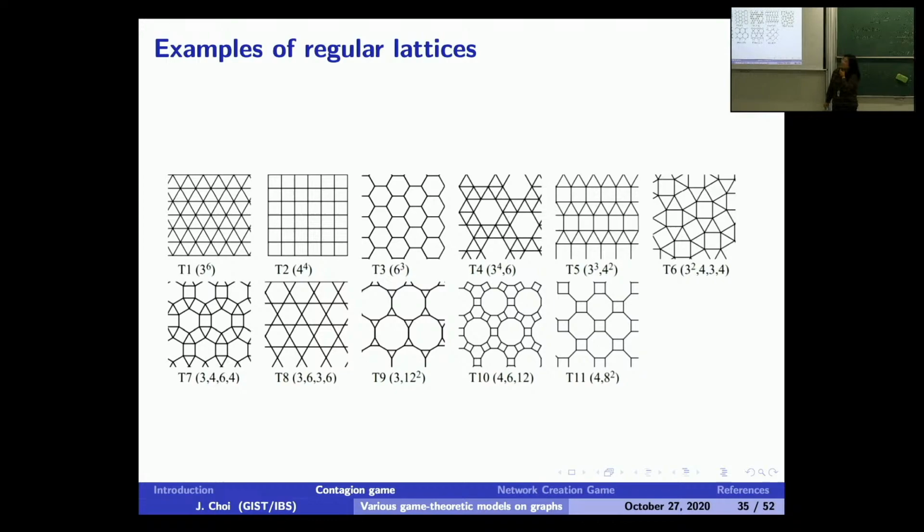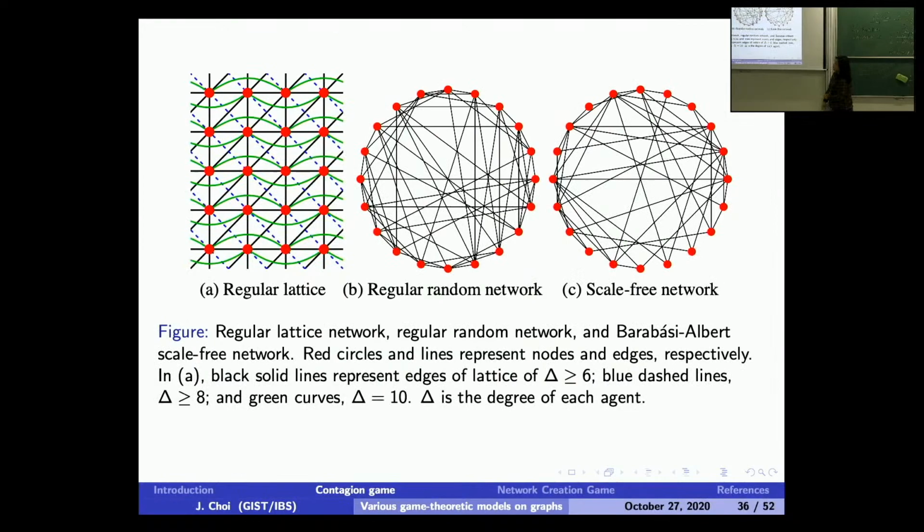nice pictures, like regular lattices, as they call them in physics. And these are called Archimedean lattices. And they have all these technical numbers. Usually the degree is the same, but their shapes have only one type. Like the first two have only triangles and rectangles, but the others have two different types, and depending on the shape, they have these numbers. But I'm just showing you. And then we just focus on some of these regular lattice kinds, and then regular random and scale-free.